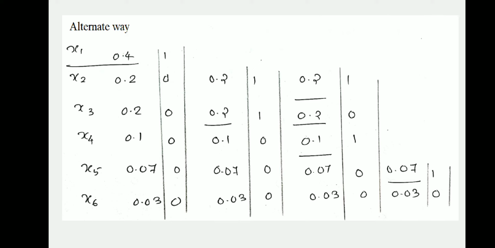We can divide the second group again into 2 groups. We divide x2 and x3 together and the remaining separate, so you get 0.2 plus 0.2, which is 0.4, and the remaining is 0.2. Then we assign 1 for the first subgroup and 0 for the second subgroup. Again we divide the subgroups into 2 groups.